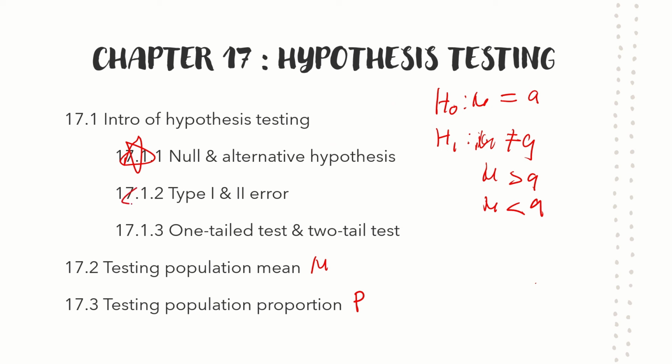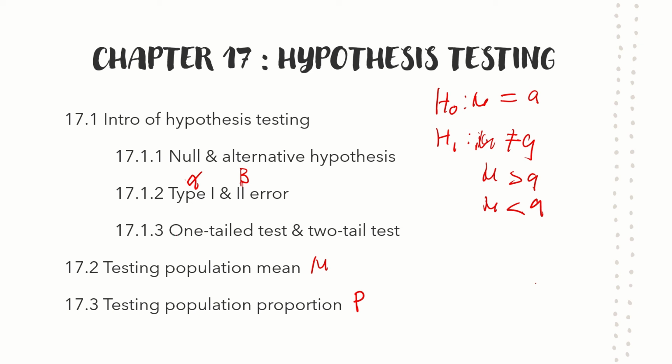Okay, the second topic is you have to know what type 1 and type 2 error are. In the STPM syllabus, we only learn type 1 error, that is alpha. Type 2 error is beta. We only learn type 1 only. Type 2 we have not learned in the STPM syllabus. You have to know the definitions, then you will know why we just use type 1 error only.